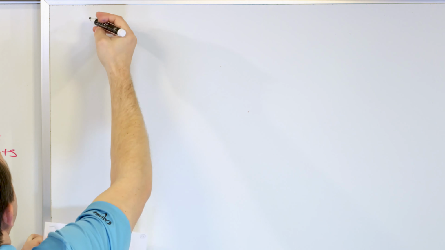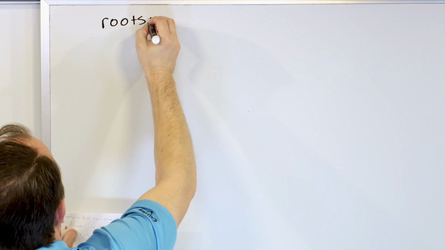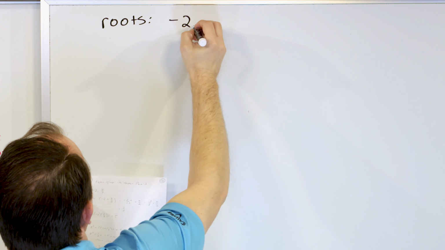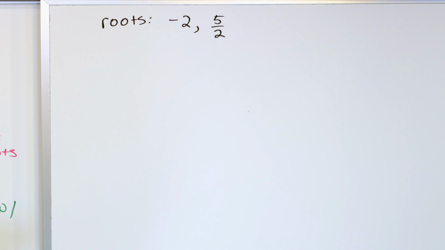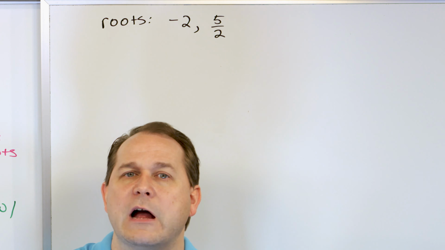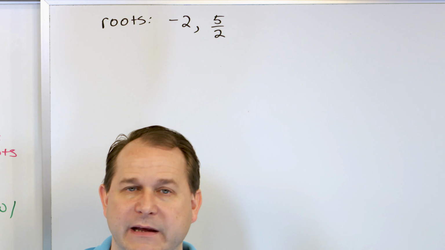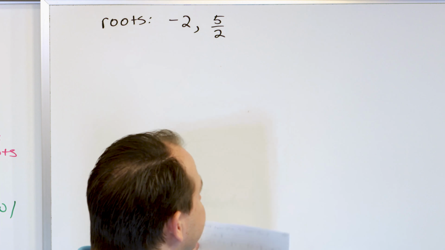If I tell you that the roots of some quadratic are -2 and 5/2, and I say, give me a quadratic with integral coefficients, notice I'm not saying give me the quadratic with integral coefficients, because there's not just one of them. There's a whole infinite family of them that have these exact two roots, right? But I just want to find one of them.